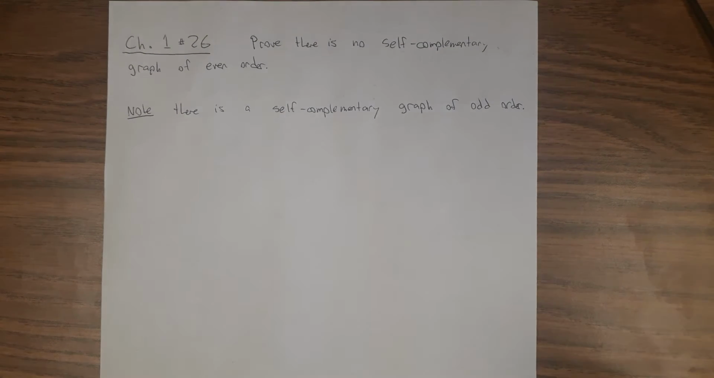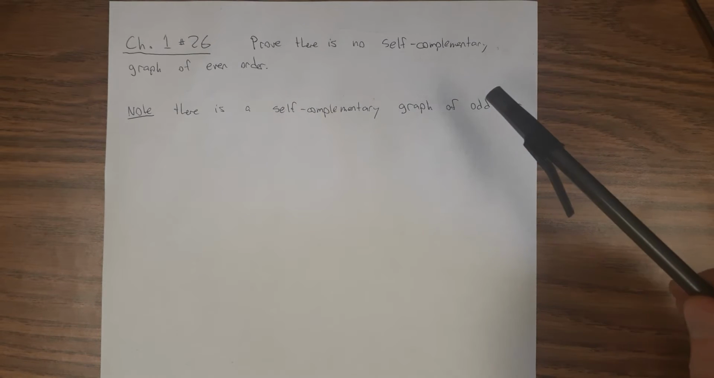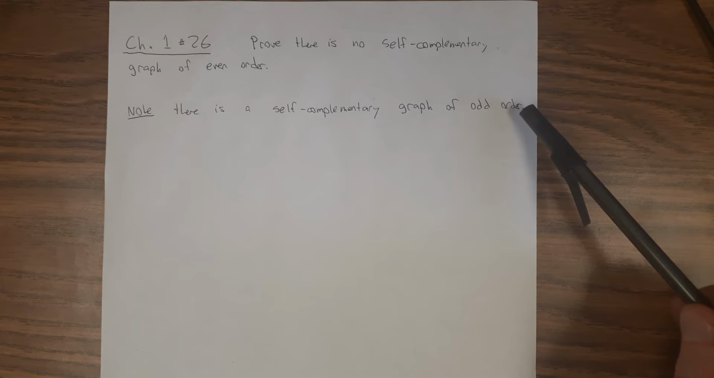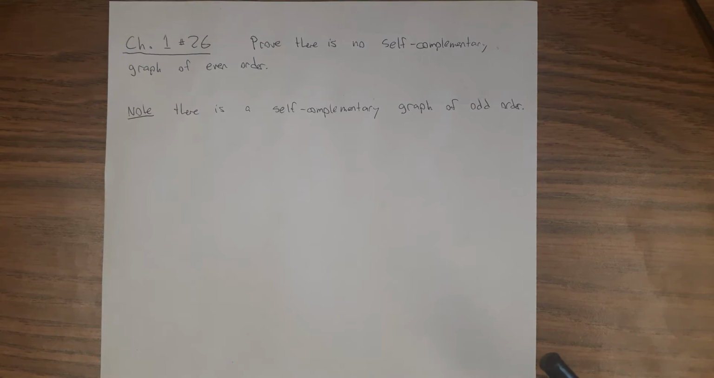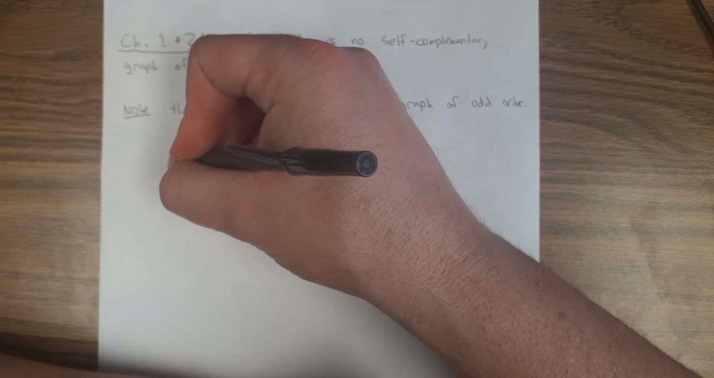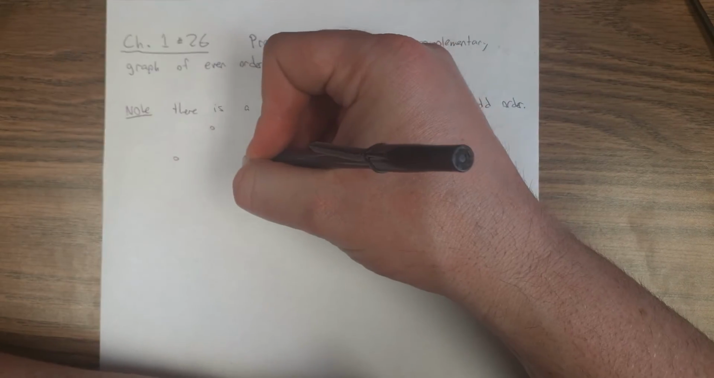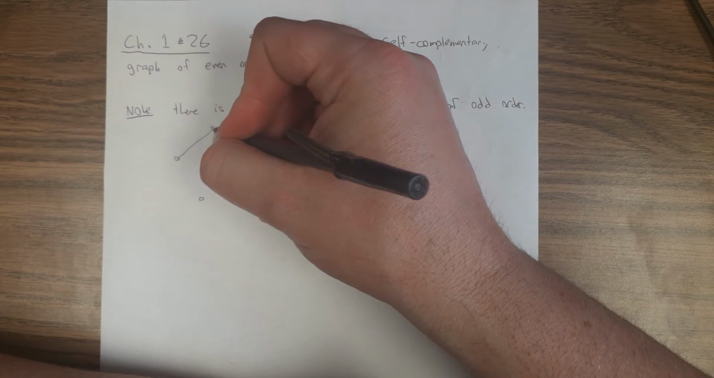And actually, as we're talking about what that means, let me point out the note that there is a self-complementary graph of odd order. We're supposed to prove that there's no self-complementary graph of even order, but as I talk about what that means, let me just point out the fact that there is a self-complementary graph of odd order. In particular, let's talk about this graph.